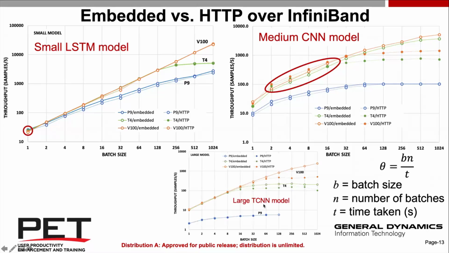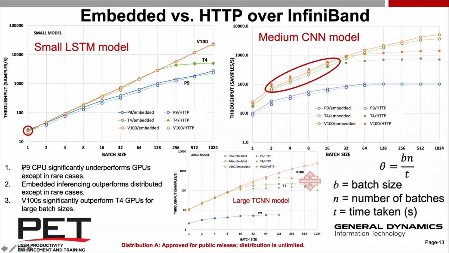And finally, for our largest model, we saw another interesting result. We saw even more separation, and the P9 performs even worse as compared with the GPUs. Another interesting result for the largest model was a clear separation between the V100 and the T4 GPUs. So for very large models with large payloads, the V100 significantly outperforms the T4 GPUs.